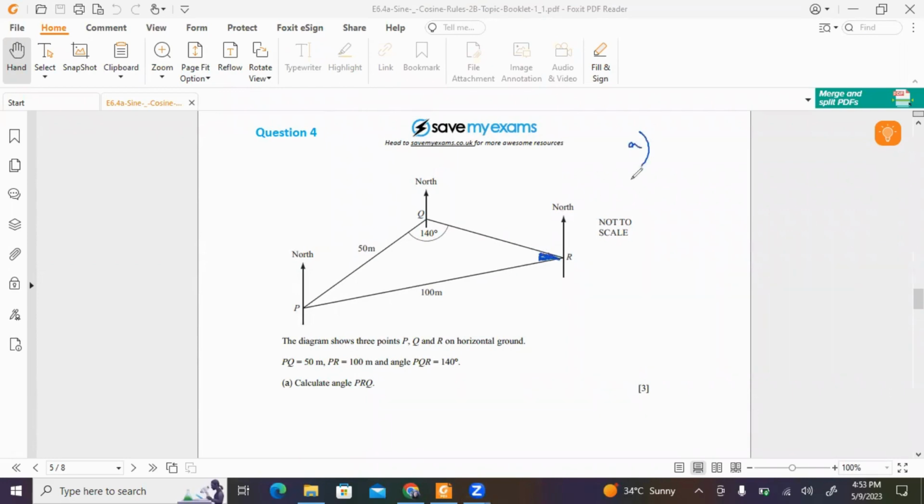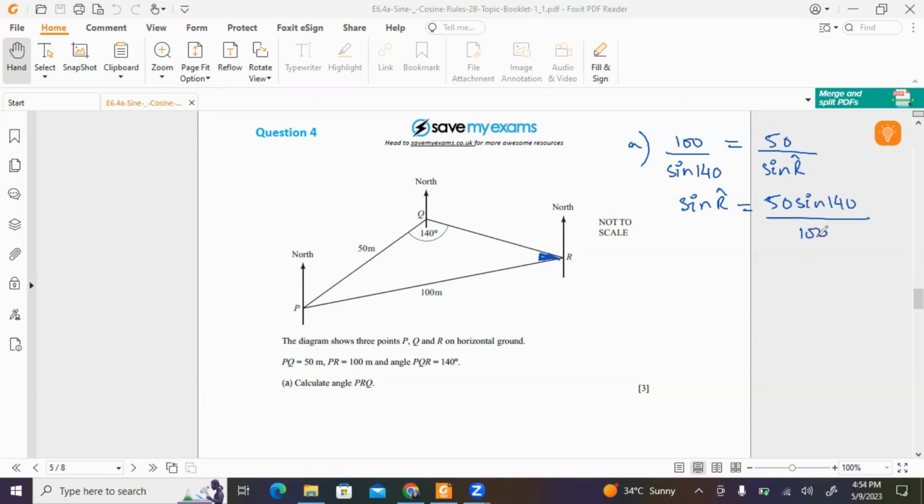So we have to find this angle. As you can see, we have one angle and one length opposite it at point Q, so we can use the sine rule. So we'll do 100 over sine 140 equals 50 over sine of angle R. So cross multiply and make sine of R the subject. That's 50 times sine of 140 divided by 100.